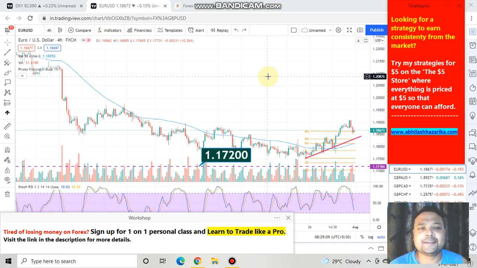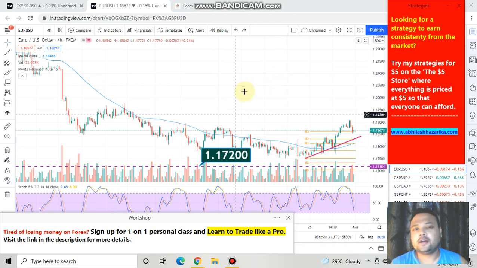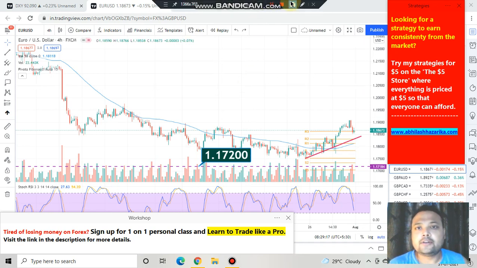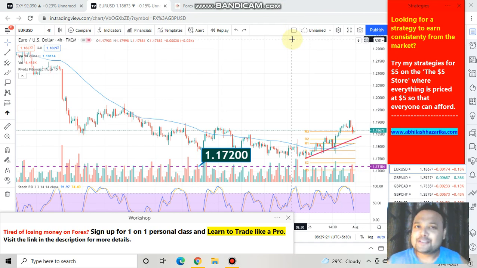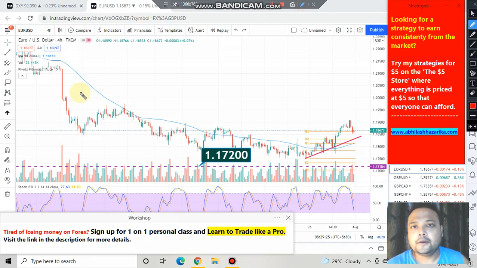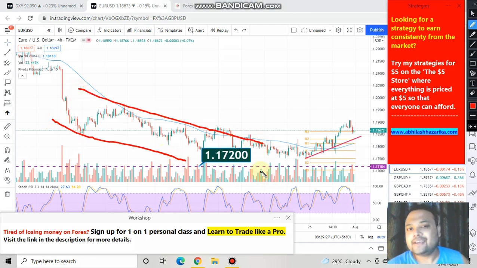So let's get started. This is the 4-hour chart of Euro USD in front of us right now. And as we all know, Euro USD was trading in a downward channel here, and after the Fed's meeting, when the Fed declared that inflation will be there for the short term and COVID-19 will be part of our life, then the whole market changed.